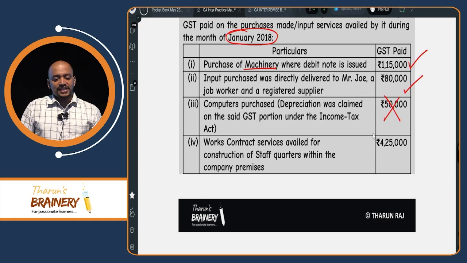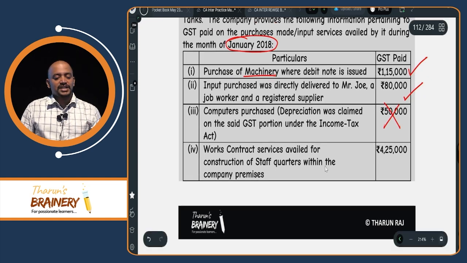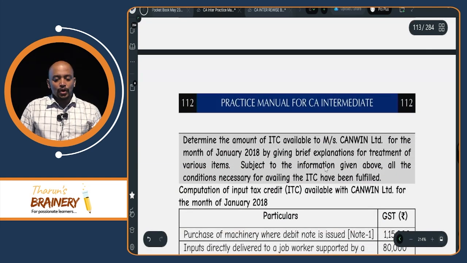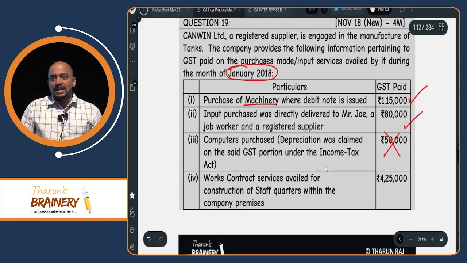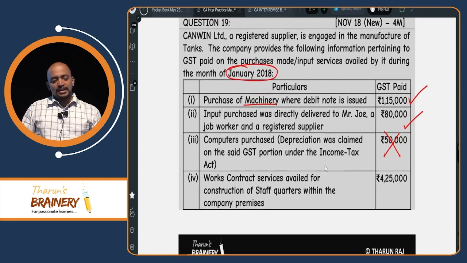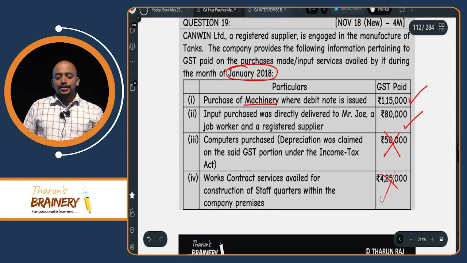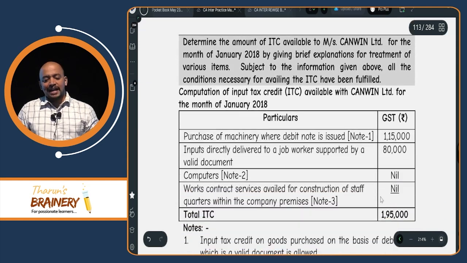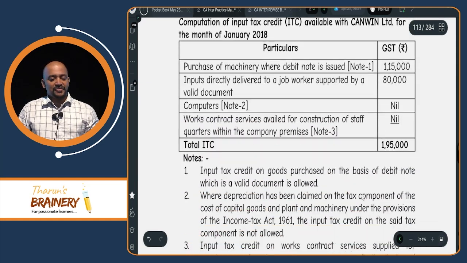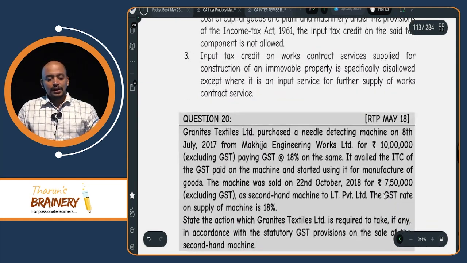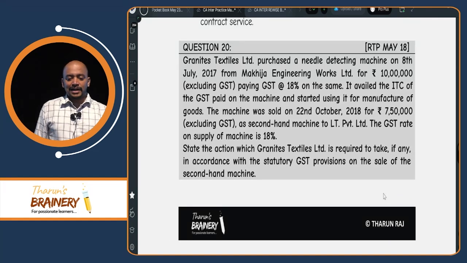Works contract service availed for construction of staff quarters within the company premises. Nowhere it is given that expenditure is charged to P&L, which means expenditure would have been capitalized. So ITC not available. So therefore 1,15,000 and 80,000, 1,95,000. Understood? Then next question number 20.